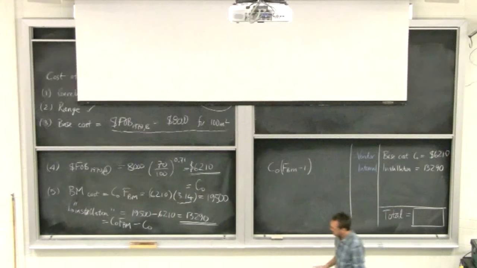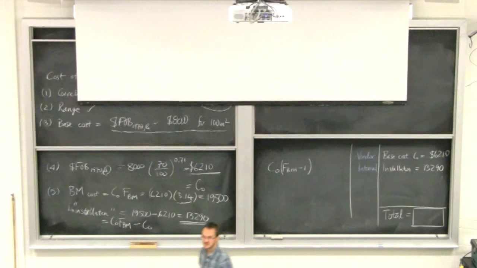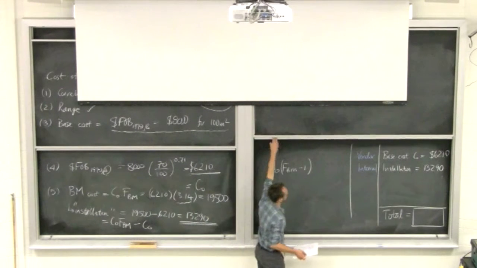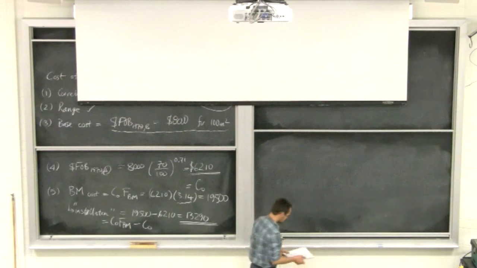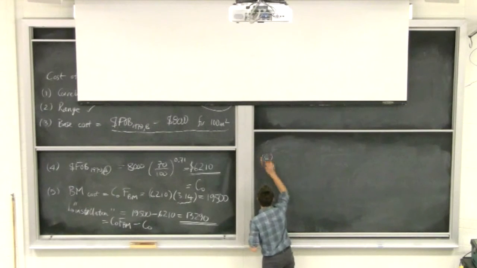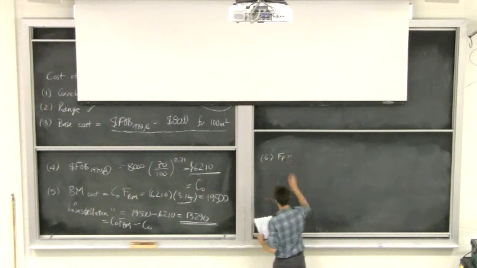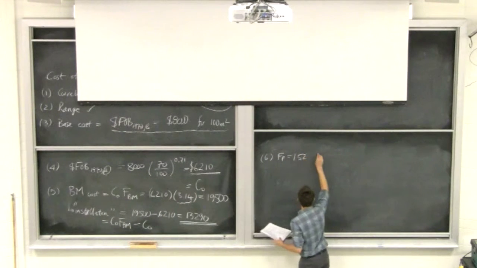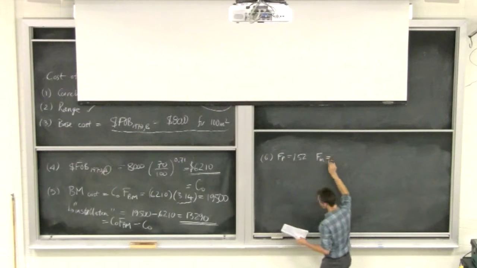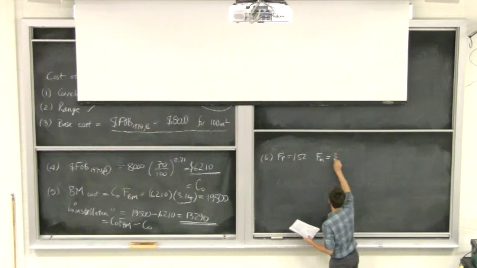Okay, so that's step 5. Step 6 was the one step now where we start to adjust for materials and for pressure. So let's do that quick. Now, we can look up the material and pressure factor for this unit. So in step 6, the pressure factor we look up is 1.52, and the material factor for stainless is 3.0.